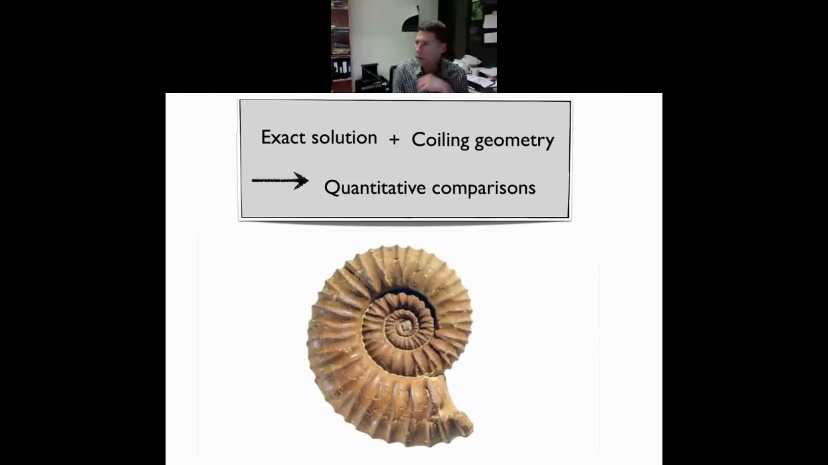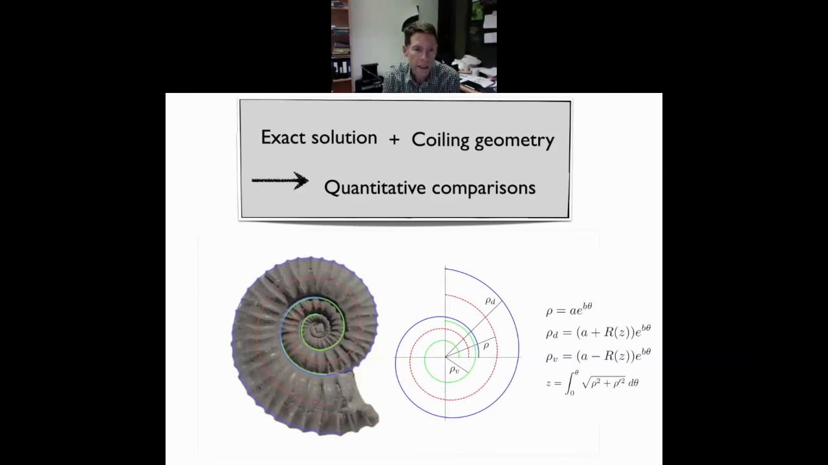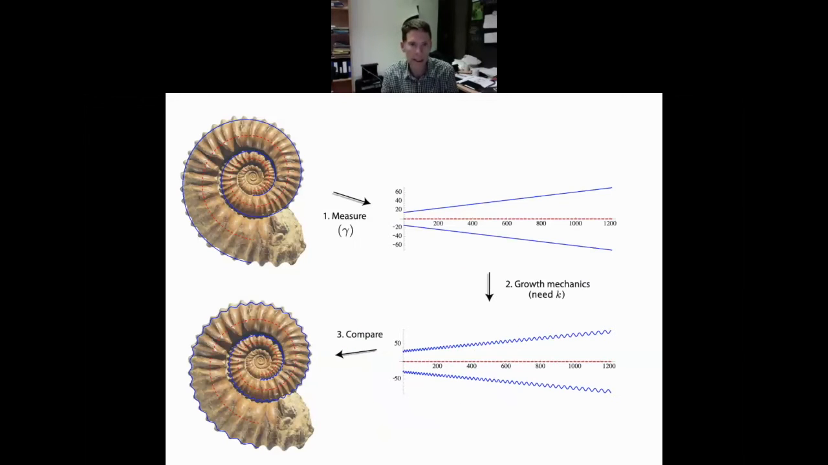Now again, that's nice. We can produce something that has oscillations. The model is based on our physical intuition for what we think is going on. But again, it's not very satisfying unless we can at least try to be quantitative in some way. And so the way we're going to do that in this case is we can take a shell and fit a logarithmic spiral to the outer edge of the shell, the inner edge of the shell, and the center line. And then you can write each of those as logarithmic spirals. And then from there, just simple geometry, you can work out the arc length, which is the parameter Z in the model.